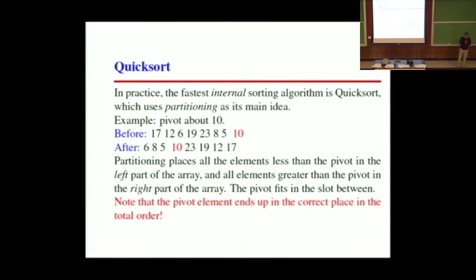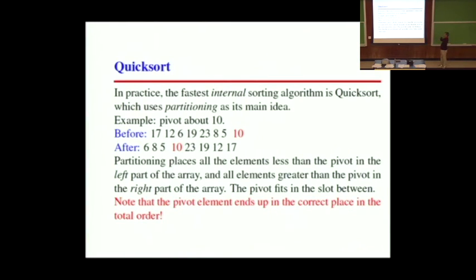The second sorting algorithm I'd like to talk about today is an algorithm called Quicksort, which is also a divide and conquer algorithm, but it does the dividing in a different kind of way. Merge sort split the array in half and sorted each half. What Quicksort is going to do is pick one element, let's say the last element in the array, and use it as what they call a pivot element, and use it to partition the array.